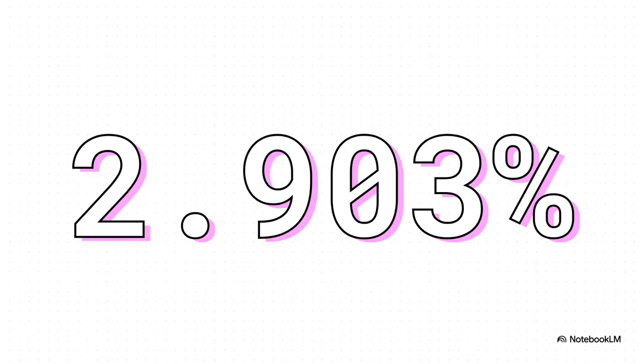And this brings us right back to our original puzzle with the money market fund. If you apply this same compounding logic, but you do it daily instead of yearly, guess what? The math spits out a 7-day annualized rate of, you guessed it, 2.903%. It matches perfectly. The whole secret was just how often they were compounding.